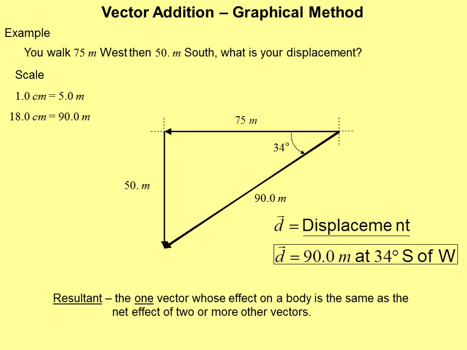This is the one vector whose effect on a body is the same as the net effect of 2 or more other vectors. And we're going to talk about adding more than 2 in a moment here. So in other words, again, 90 meters at 34 degrees south of west will get you here. And it replaces going 75 west and 50 south. So it's kind of a handy thing. It's the net effect of all those vectors. It is what is known as a resultant.